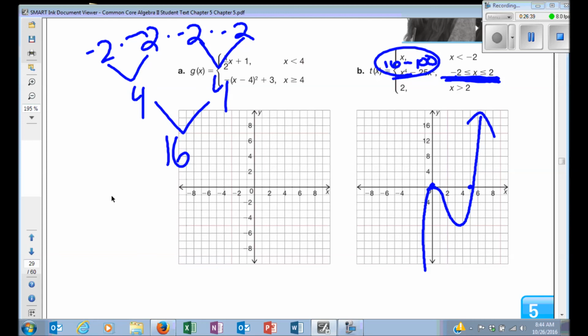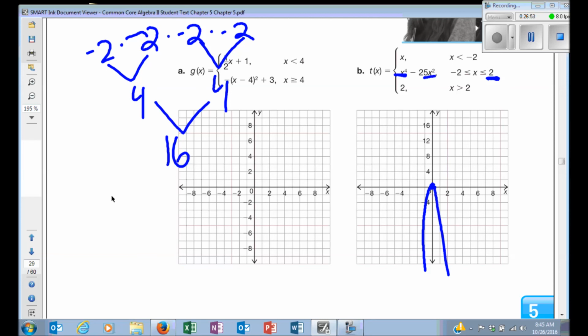You with me? What happens if I plugged a 2 in here? Am I going to get anything different here? No. No? Am I going to get anything different here? So guess what this thing's going to do? That's all I'm going to see for this part. That's the piece that I'm going to see.